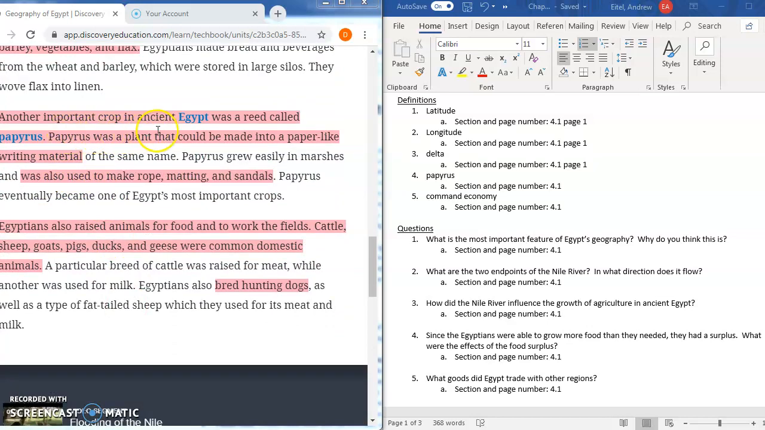Another important crop in ancient Egypt was a reed called papyrus. Papyrus was a plant that could be made into paper-like writing material of the same name. Papyrus grew easily in marshes and was also used to make rope, matting, and sandals. Papyrus eventually became one of Egypt's most important crops. So we have papyrus here. So this is page 3.